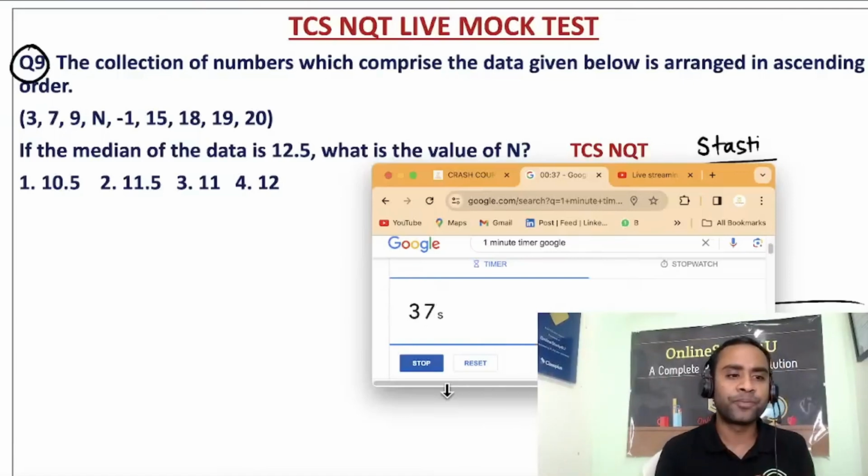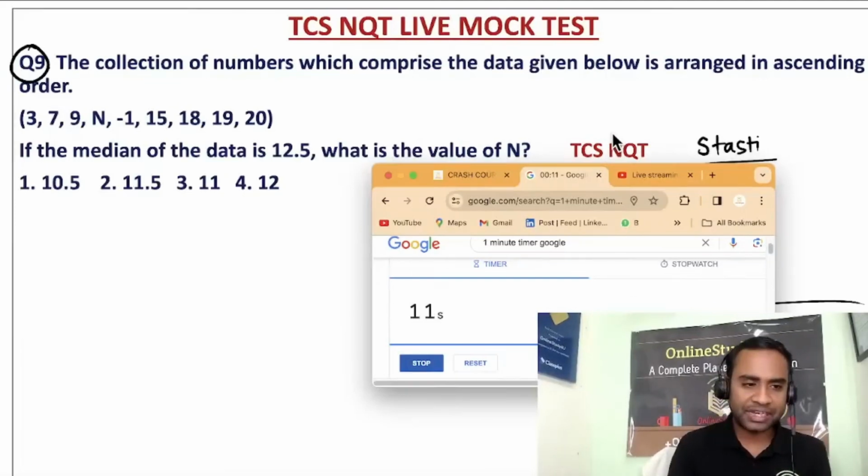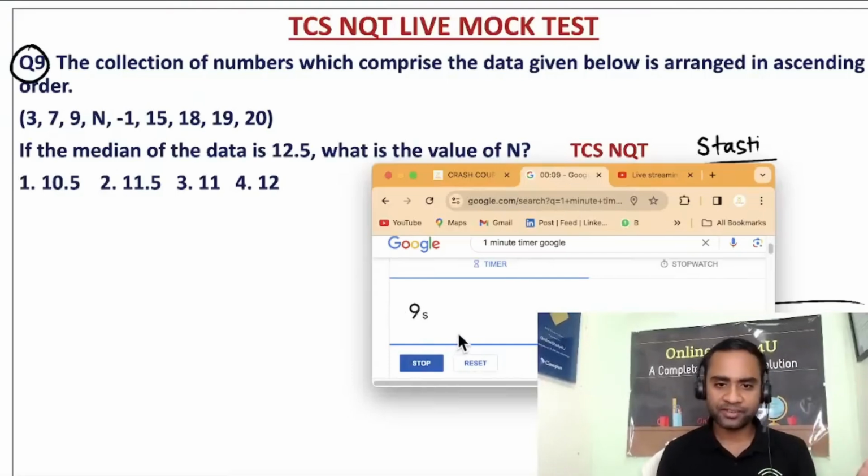How many of you do not know what median is? Is there anyone who does not know what median is? Please tell me fast. 11.5, Sarmila, no, it's the wrong answer. This is a question asked in the TCS exam. 10 seconds remaining. 8, 7, 6, 5, 4, 3, 2, 1.